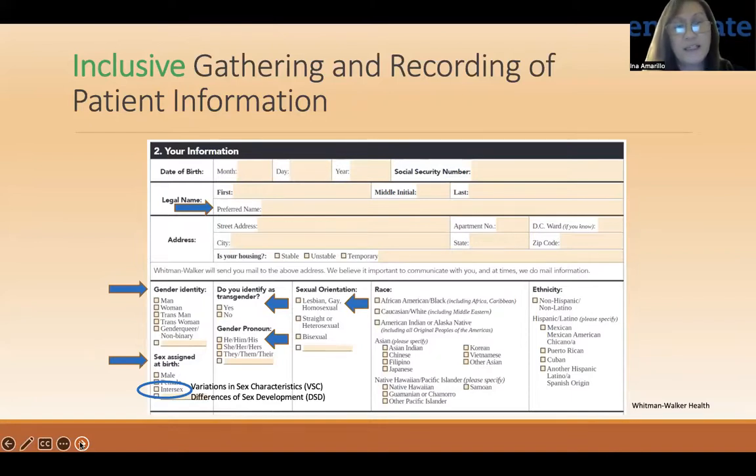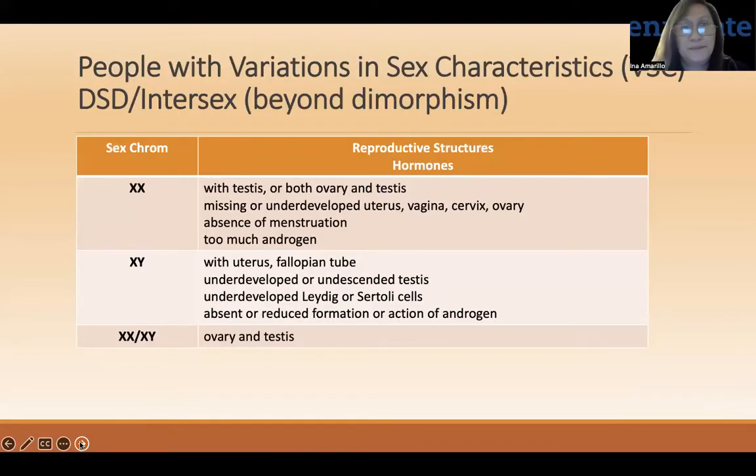And the most recent modification is dropping the terms differences and development and changing it to variations in sex characteristics. Next slide, please. So I would just like to highlight the different types, or the way we classify people with variations in sex characteristics, or DSD, or intersex, as beyond sexual dimorphism.